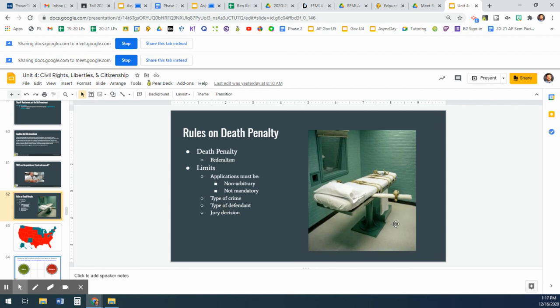But for the most part, it is left up to each state what that looks like. Some still use electric chair or electrocution. Some use lethal injection, and there's many other different types of ways that are still legal on the books according to each state. All right, so that is your due process of law.